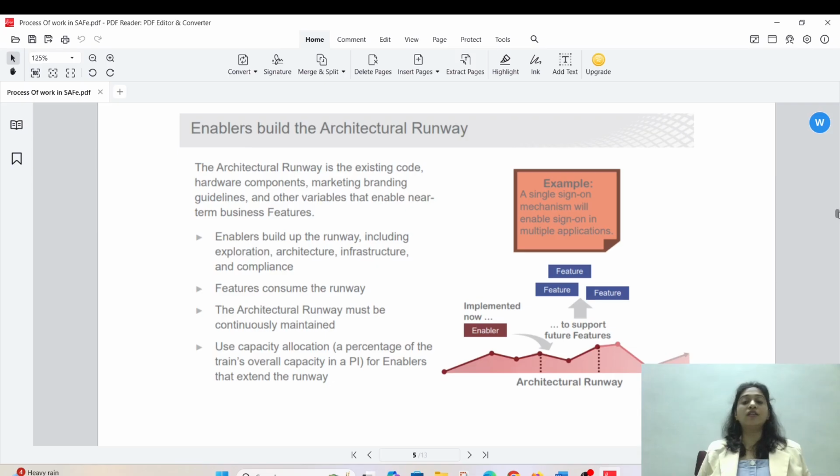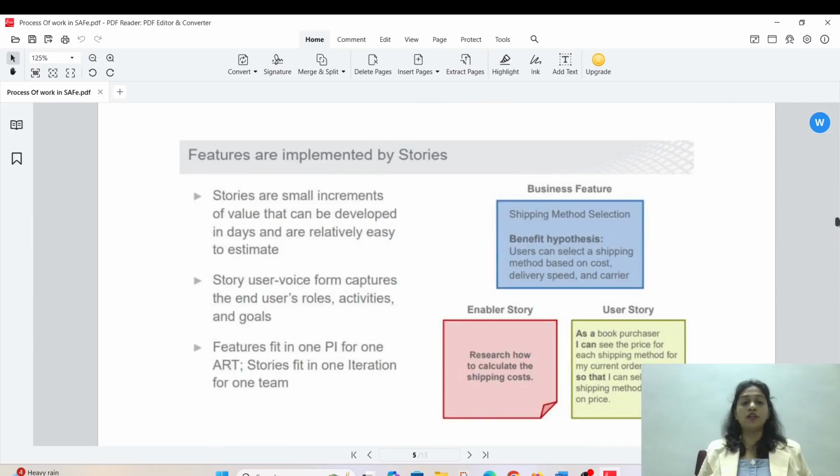For example, a single sign-on mechanism will enable signing in to multiple applications. Correct, so this is one of the examples. You can see the architectural runway and the enablers. They are implemented now to support new future features as well. Features are there and we have to go through and maintain the acceptance criteria of the user story. Okay, so this is all about the architectural runway and how enablers build it.